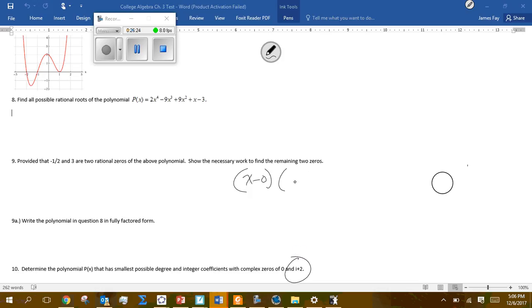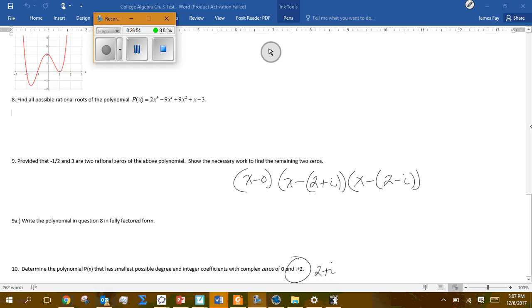We have 2 plus i as a 0, so we get x minus quantity 2 plus i. So we have the 0 here of x minus 0, we have x minus the quantity 2 plus i, and then we have x minus its conjugate. Remember the complex conjugate theorem. It says if 2 plus i shows up, its conjugate has to show up as a 0 as well. Making that a little bit easier, x minus 0 is just x, so that's not really needed.